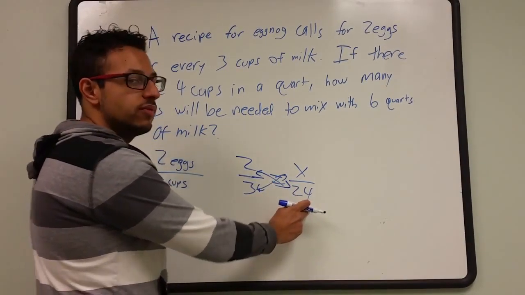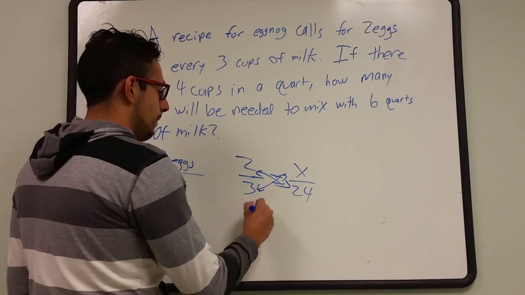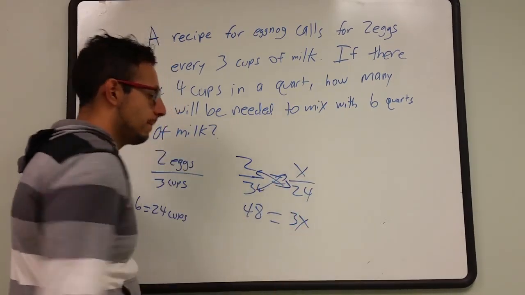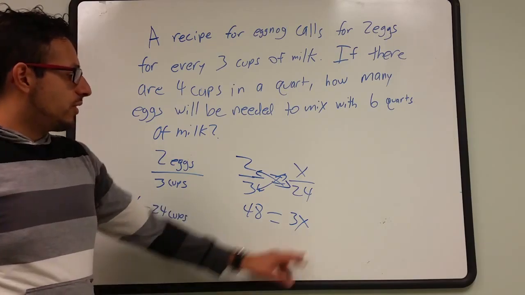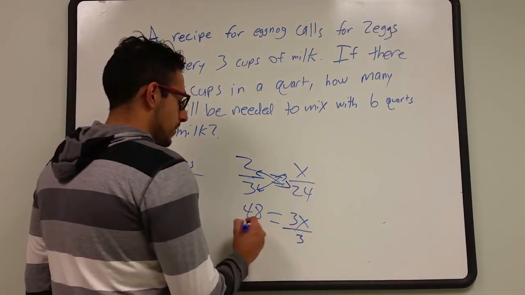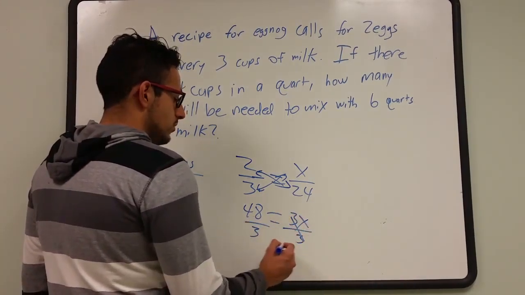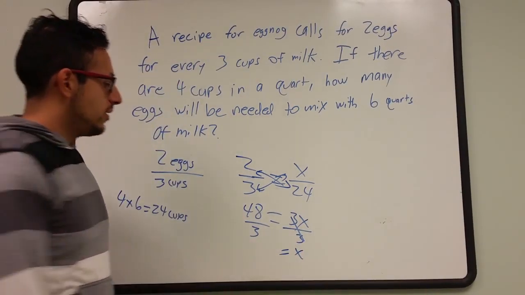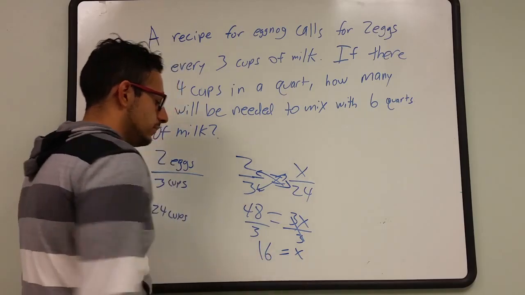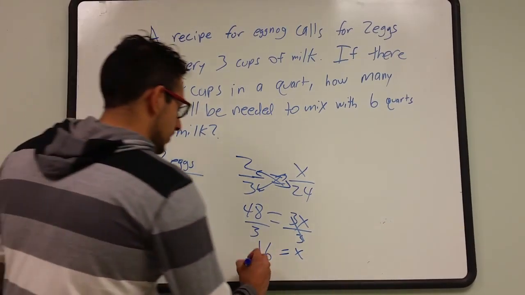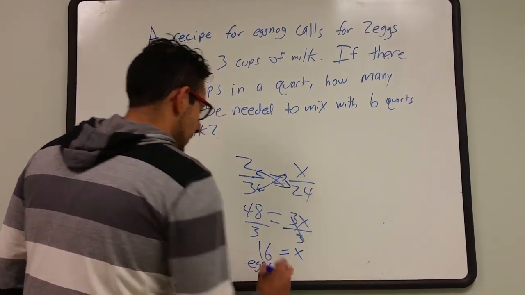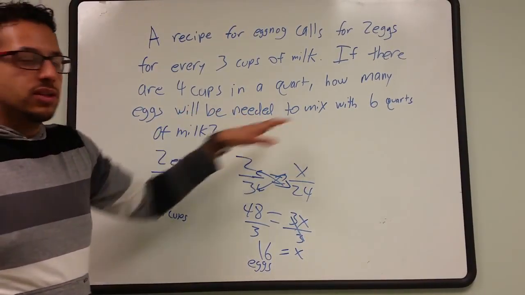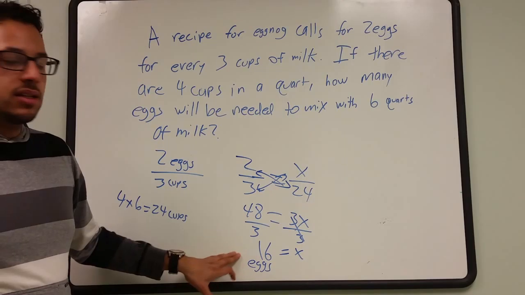So 2 times 24 is 48, which is equal to 3 times x, which is 3x. And now we solve for x, so we divide by 3. So x is equal to 48 divided by 3, which is 16. 16 eggs is the answer to how many eggs are needed to mix with 6 quarts of milk. It's 16 eggs.